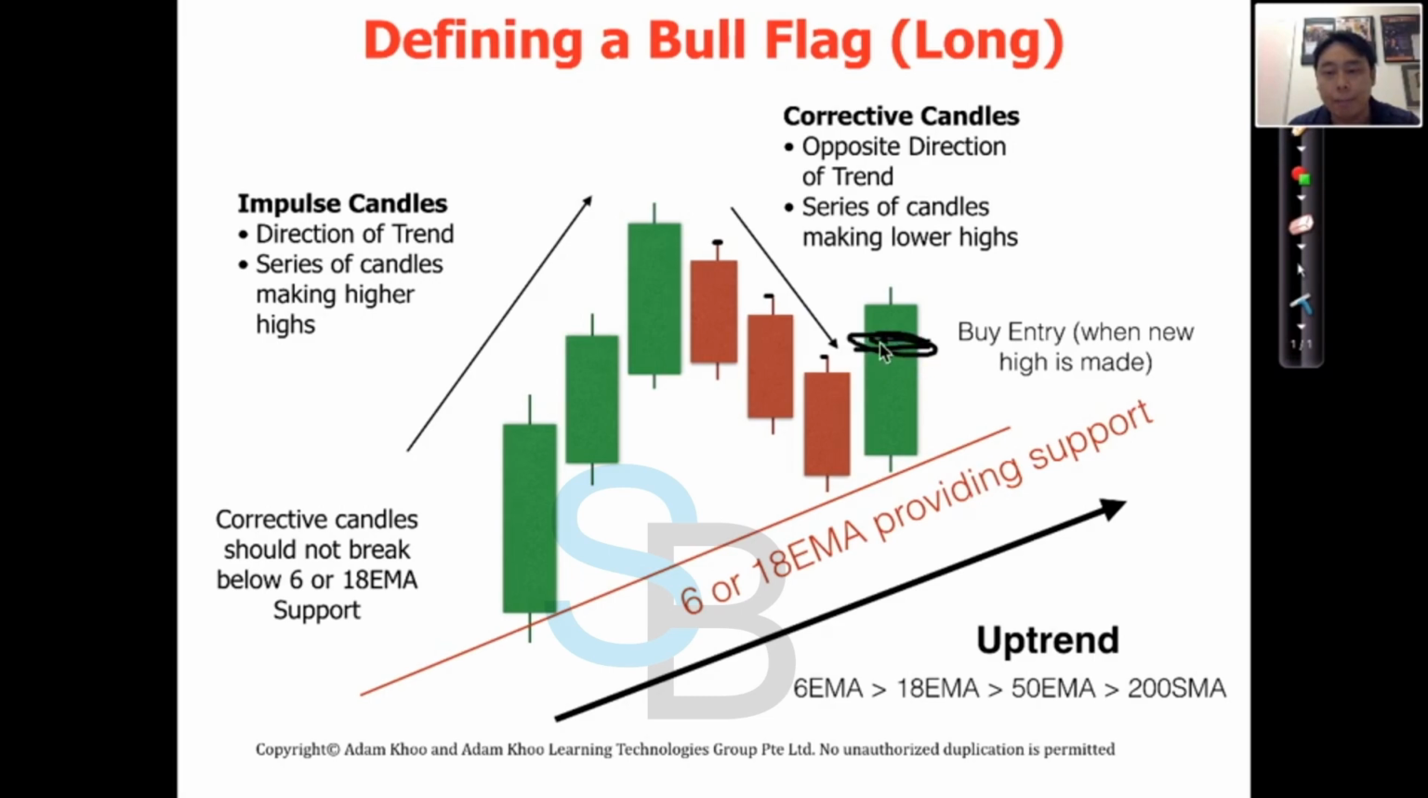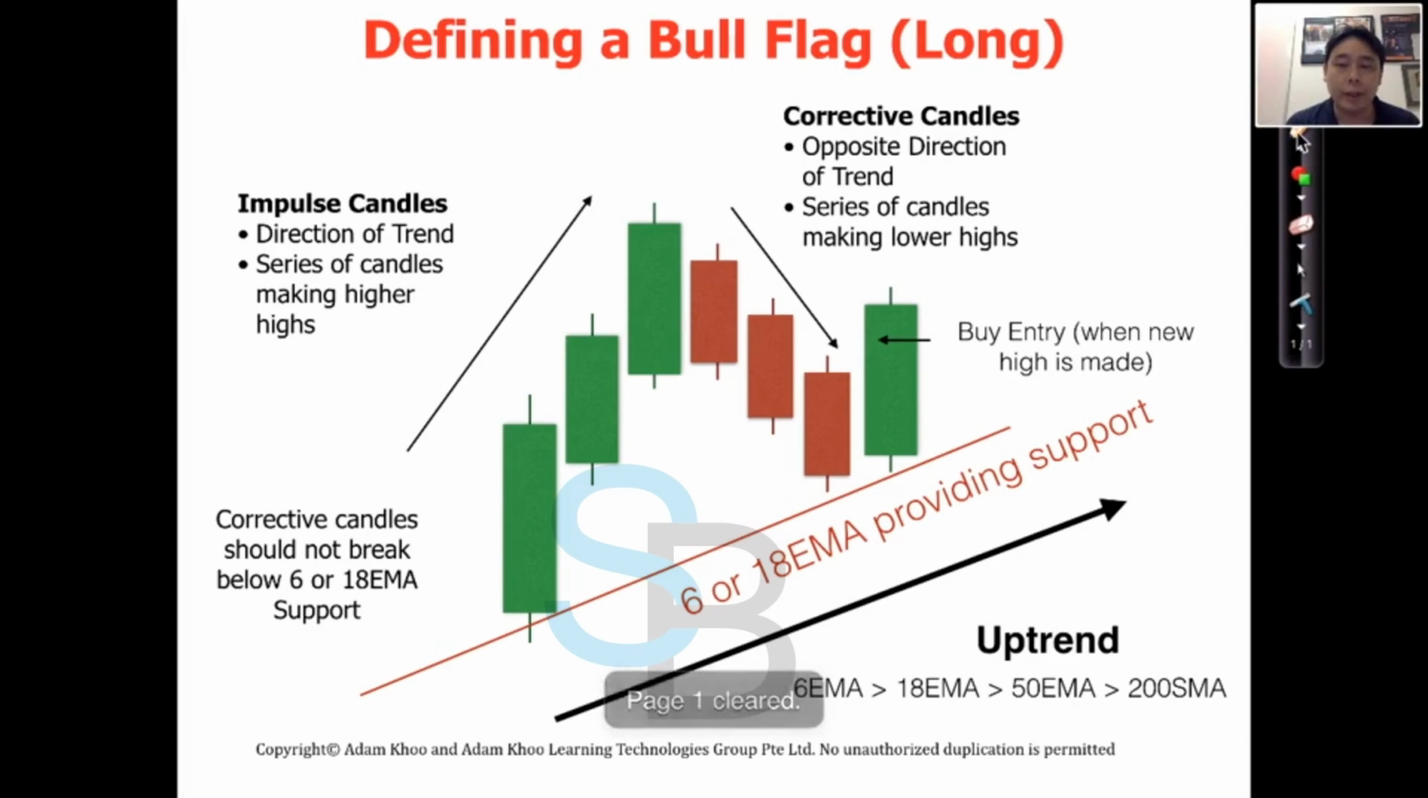This is the buy entry, because usually what happens is when a new high is reached, it tells you that the trend is now continuing. Because we are on an uptrend, we are going to go long, okay?